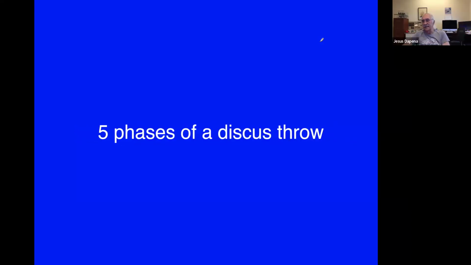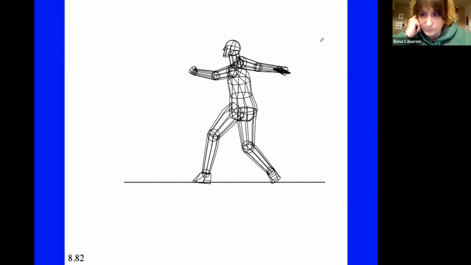We're going to the discus. And the discus throw has 5 phases. And the phases depend on whether you have 2 feet on the ground or 1 foot on the ground, or if you're off the ground. So we're going to see a throw repeated 3 times. And what I want you to look at, he's going to be throwing away from us, is the feet.